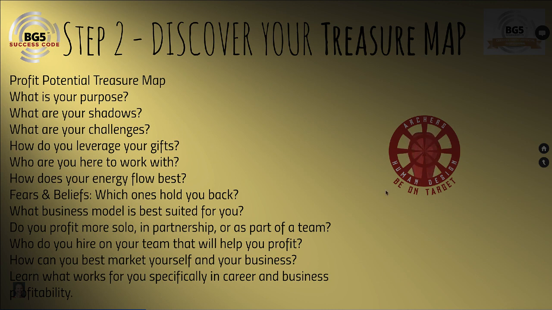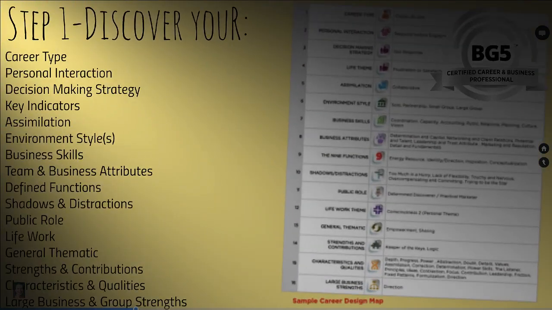That's why I've got this. I've got the target and I've got the little you are here thing in the background to help us know this is what we're going to be working with, discovering your treasure map. I will still take aspects of this area of the body graph, you know, direction or focus, but I'm not going to give you a complete BG5 16 success codes career design analysis. That takes 3 private sessions.